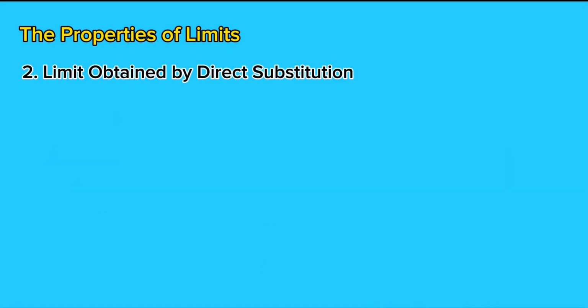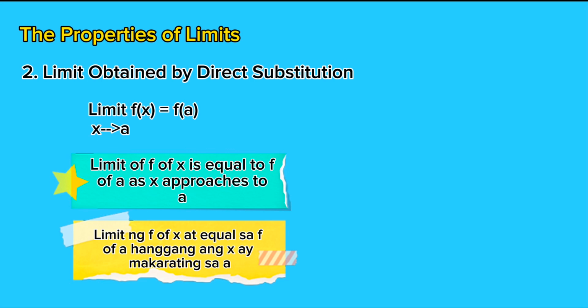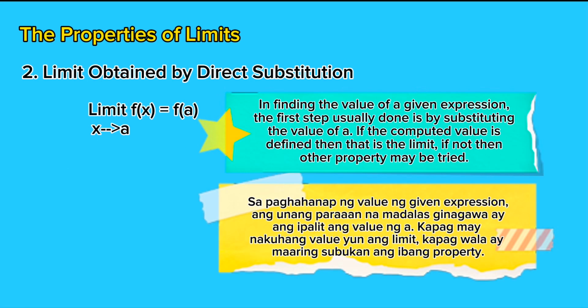2. Limit obtained by direct substitution. The limit of f of x is equal to f of a as x approaches a. In finding the value of a given expression, the first step usually done is substituting the value of a. If the computed value is defined, then that is the limit. If not, then other properties may be tried.